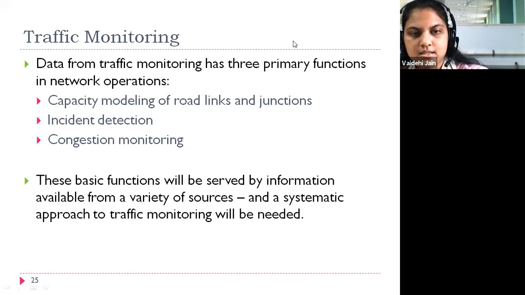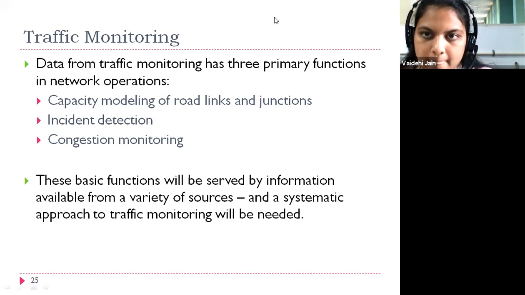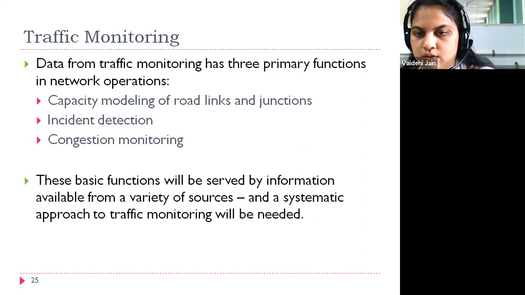Then next is incident detection. If any incident occurs on that roadway or stretch, we need to detect it well in advance, with enough time, so we can advise the road users, or by using the intelligent transport system we can provide diversions or alternative routes. This is again an operation of traffic monitoring.